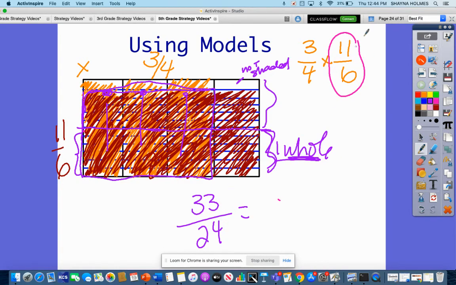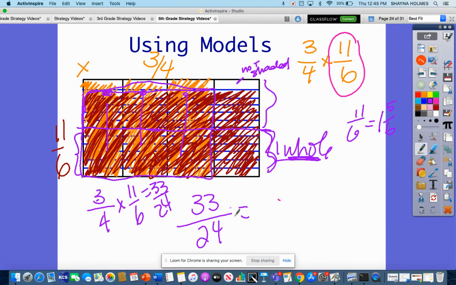And this kind of makes sense because I'm multiplying by 11 over 6, which is going to equal 1 and, what is that, 5/6? 1 and 5/6. And 33 over 24, that's more than one whole. So this answer does make sense. So also 3/4 times 11/6. 3 times 11 is 33, and 4 times 6 is 24. So I can check it that way too.